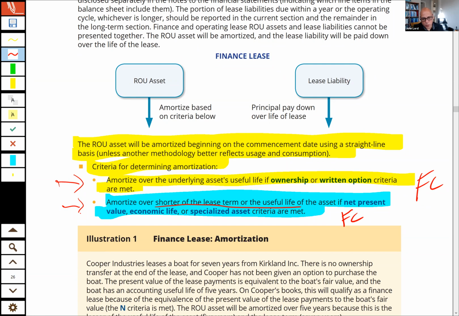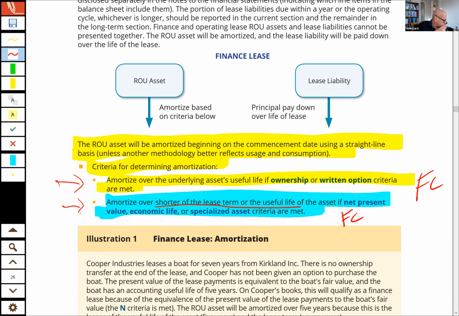But the shorter is almost always going to be the term of the lease, because most companies wouldn't lease a property for longer than its useful life. That would be kind of a bad business decision. So it's probably going to be over the term of the lease.